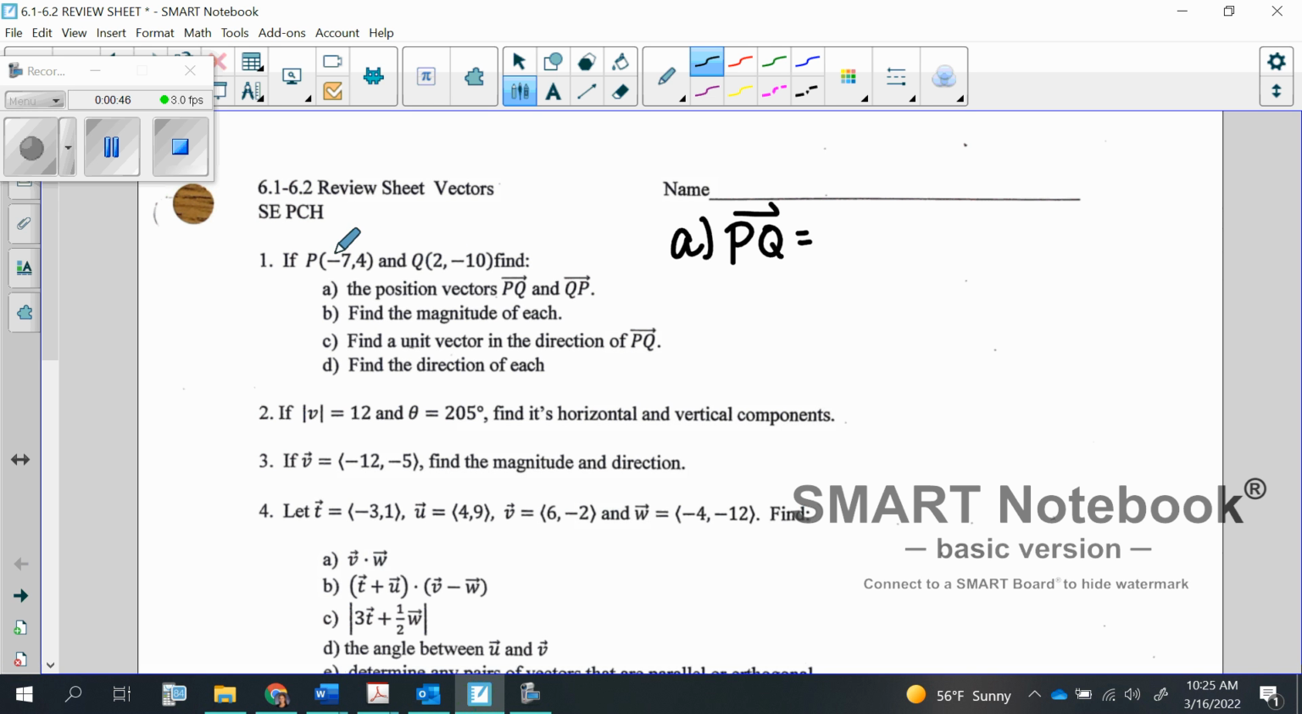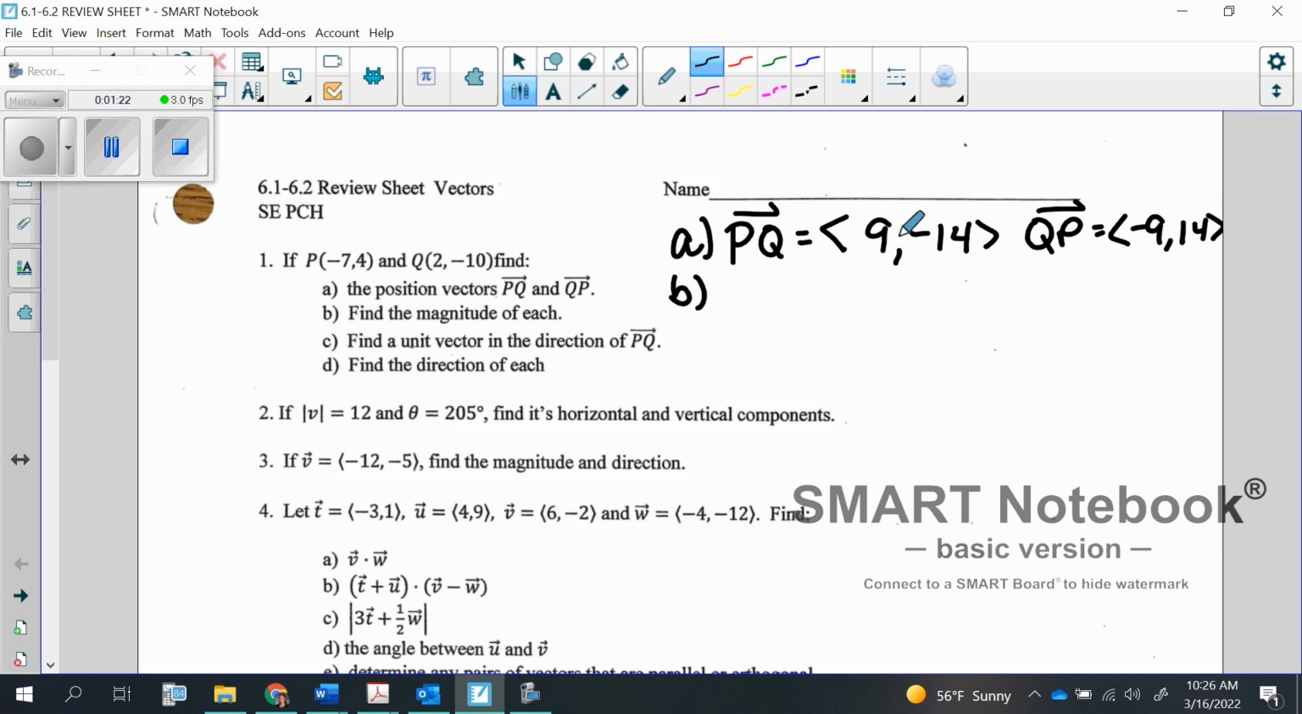So 2 minus -7 gives us 9, and -10 minus 4 gives us -14. If we do QP, it's going to go in the opposite direction, from P to Q, so we're going to subtract: -7 minus 2 is -9, and 4 minus -10 gives us +14. That would be the first part, and those are both in component form.